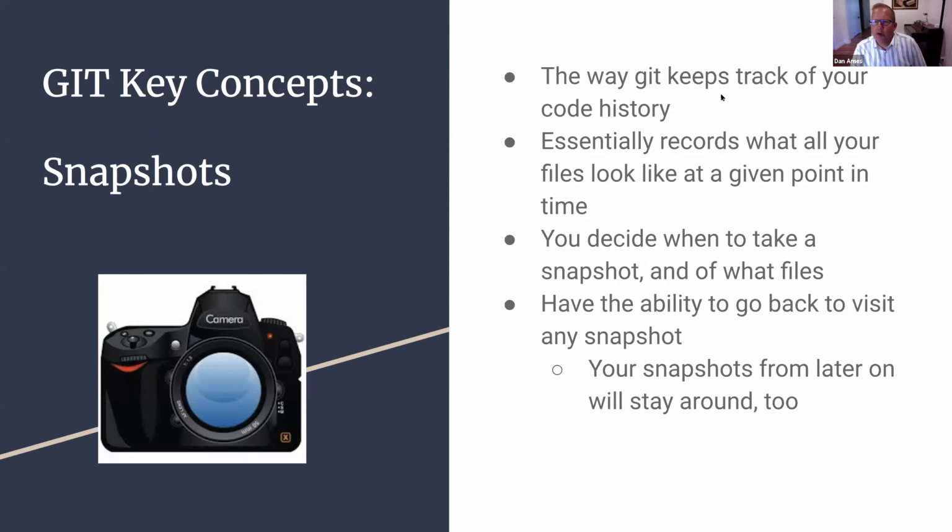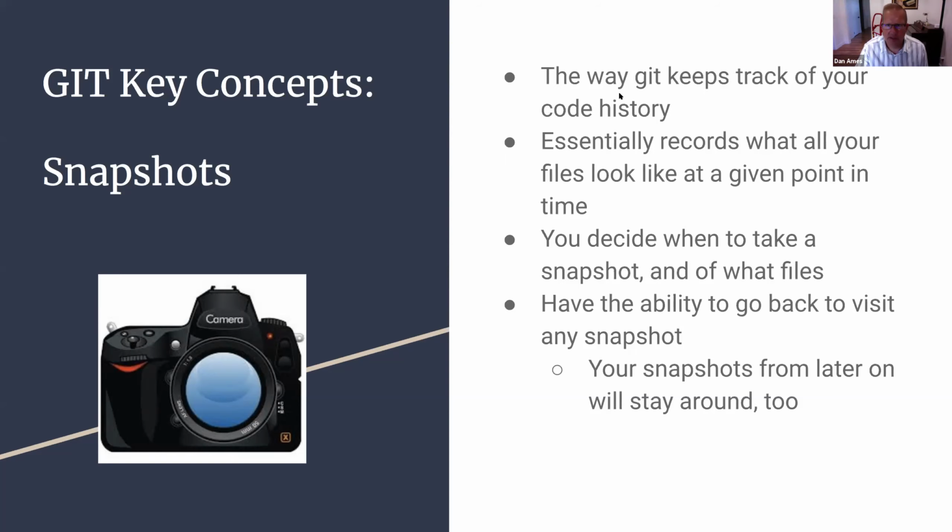This is the way Git keeps track of your code history, and it records what all the files look like at a given point. Now you get to decide when to take a snapshot by doing a commit or a pull or a push. And because you make these snapshots, you have the ability to go back in time.